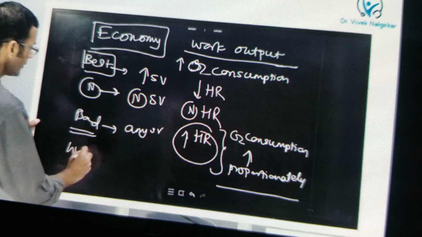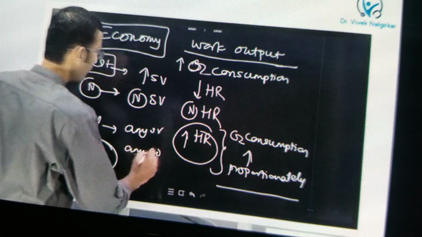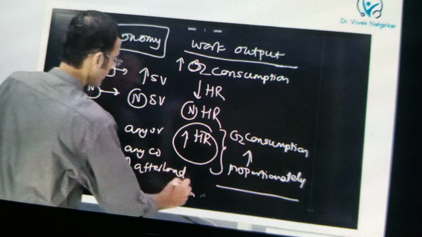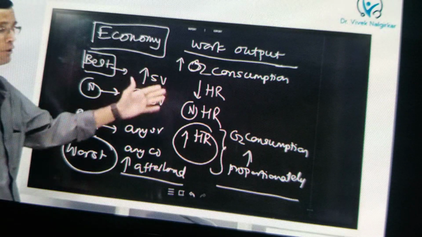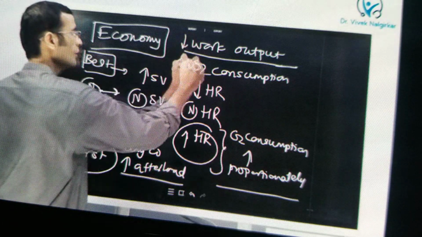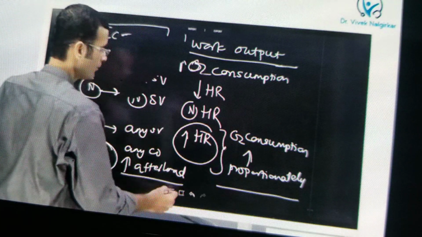And what is the worst economy of the myocardium? Worst economy of the myocardium is when any cardiac output is maintained against increased afterload. That's the worst economy of the myocardium. In that case, work output will suffer and oxygen consumption will go on increasing. That's poor economy. So that's some of the aspects of coronary circulation.